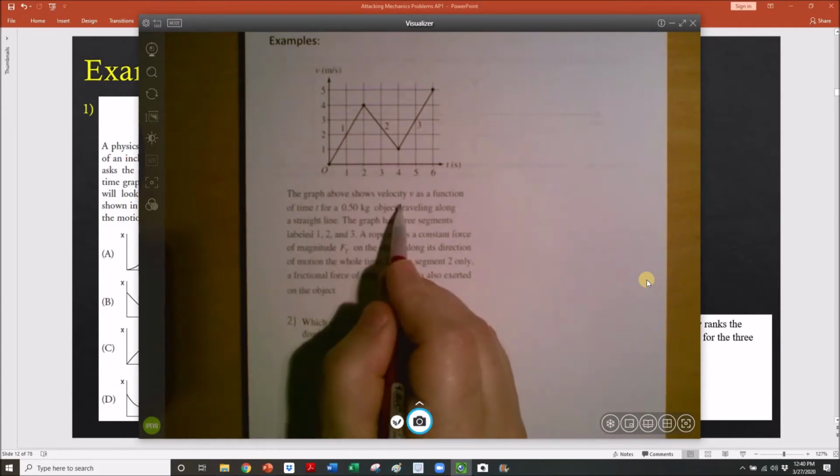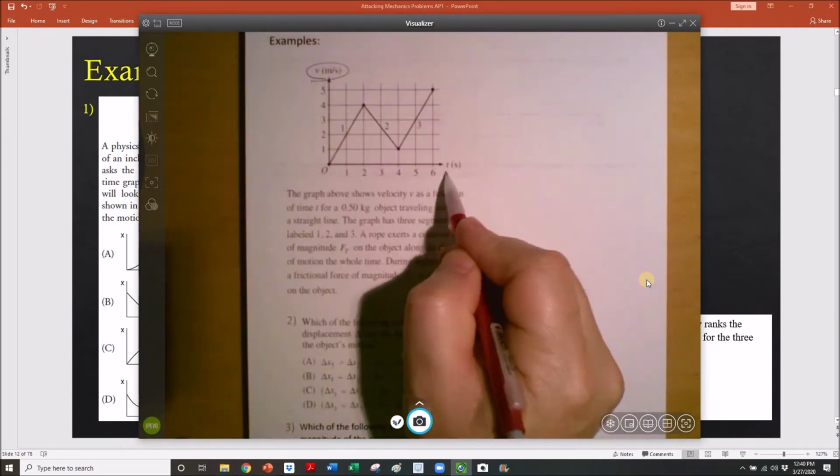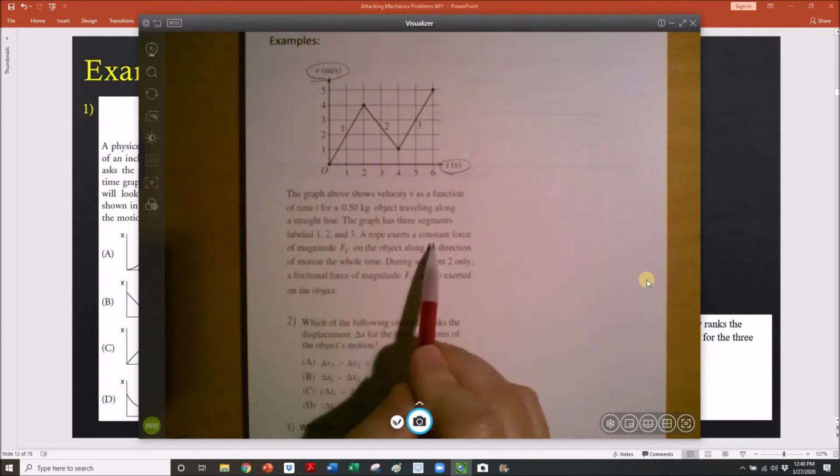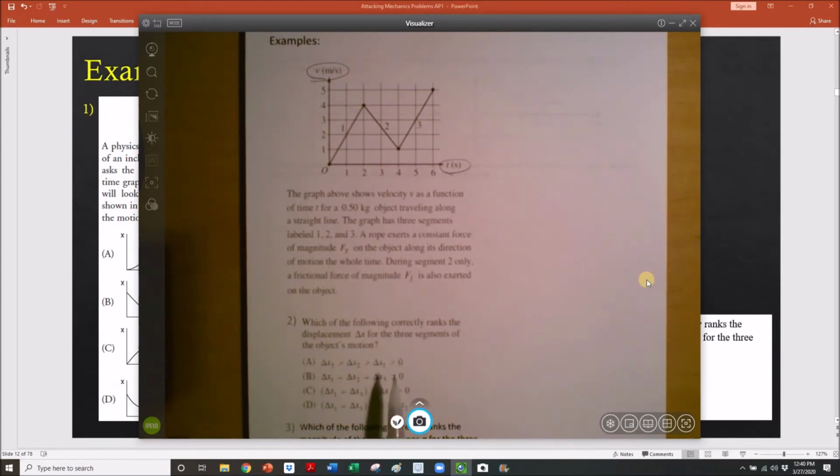So we have this graph. It's a velocity versus time graph. That's really important, okay? And then they give us a whole bunch of information here, but none of that information has much to do with these two questions. So a lot of it is just distractor information that we don't really need to worry about.